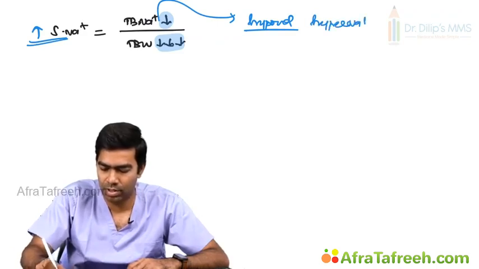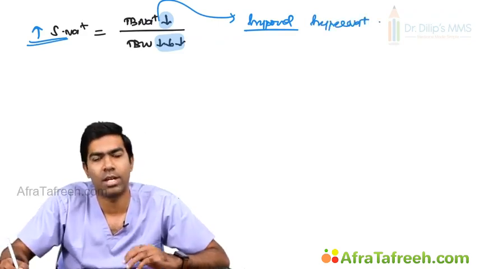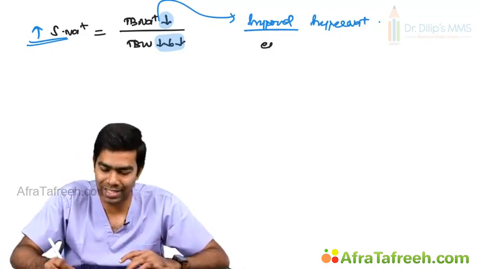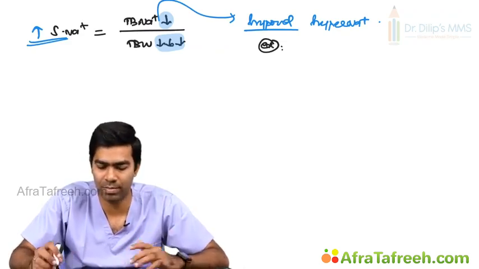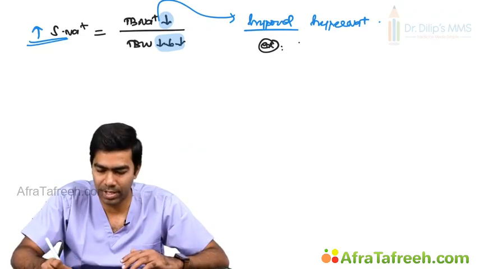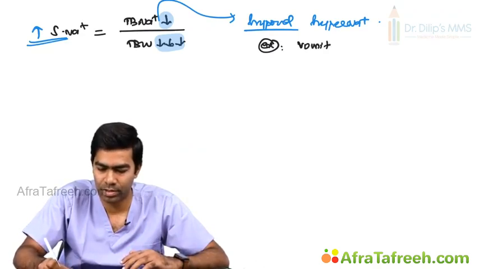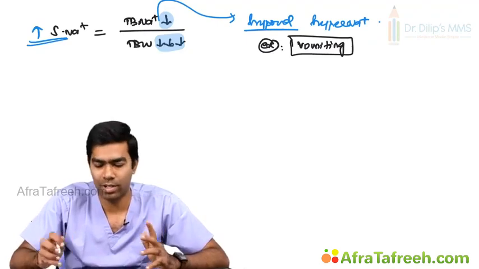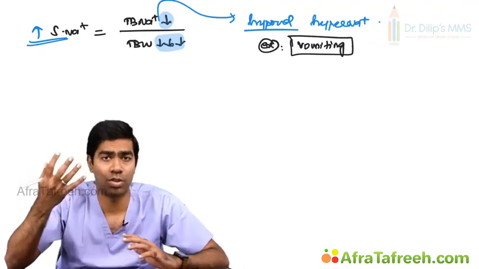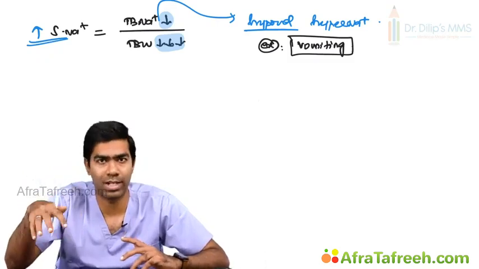Hypernatremic also. So this is what we call hypovolemic hypernatremia. The classic example where you get a hypovolemic hypernatremia, where there is a mismatch, is when the patient is having vomiting. Clear? Classic example, vomiting. Why in vomiting? Because vomitus contains actually more sodium compared to what you lose in the diarrhea.